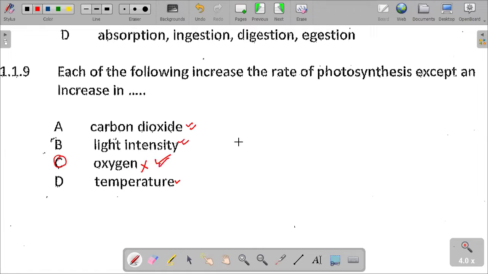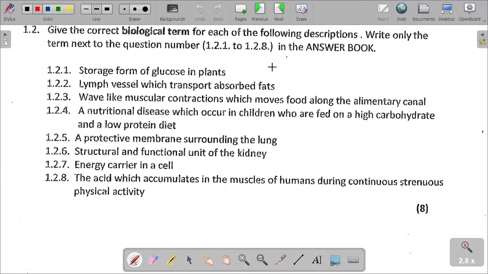C is the answer: an increase in oxygen does not increase the rate of photosynthesis, but oxygen is a byproduct actually produced when photosynthesis has occurred. So our answer is C, number 9. Next question.